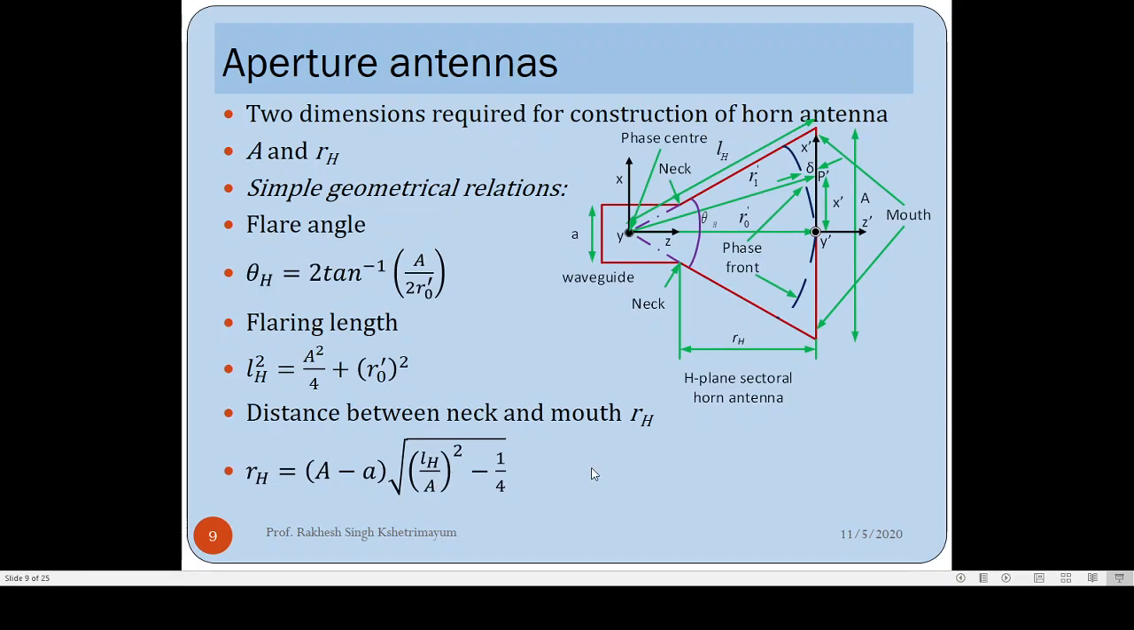So you can easily get this relation for finding the RH, and you can also find out A, capital A. So if you have capital A and RH, you can construct this horn antenna inside the lab.